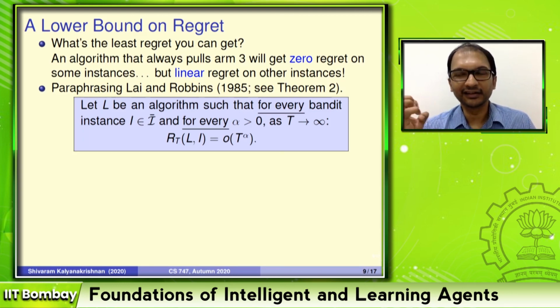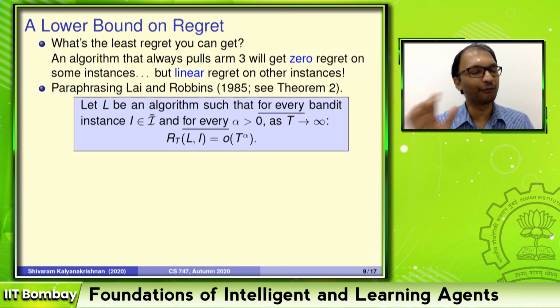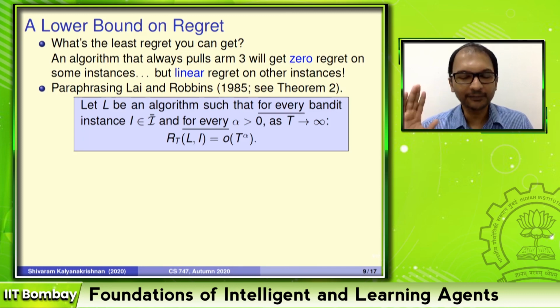Now a simpler, maybe qualitative way of saying this is L is an algorithm that on every bandit instance in I bar achieves what is called sub-polynomial regret. T to the alpha for whatever alpha you take: alpha equal to 1, alpha equal to 0.5, alpha equal to 0.0001. These are all polynomials in T, and you're doing better than that, which means you are doing sub-polynomial. So L is an algorithm that gives us sub-polynomial regret on every bandit instance in I bar.